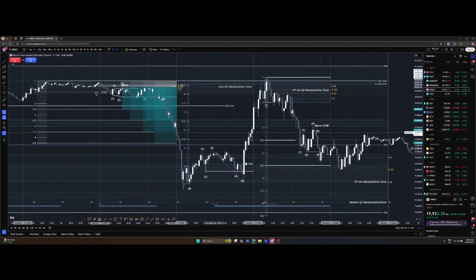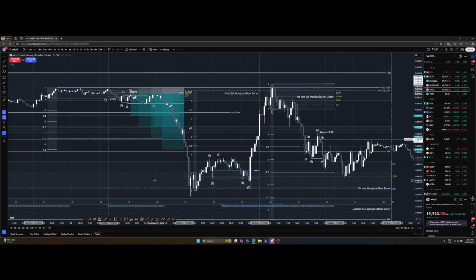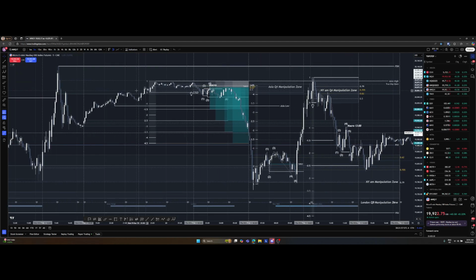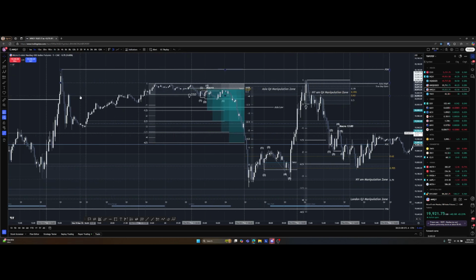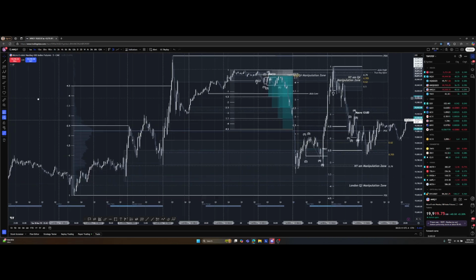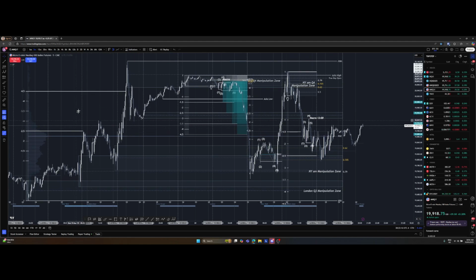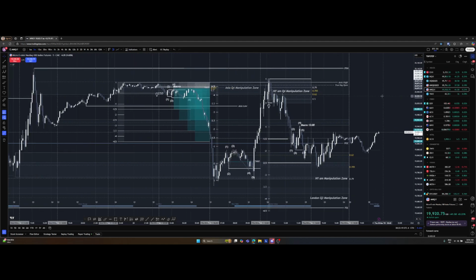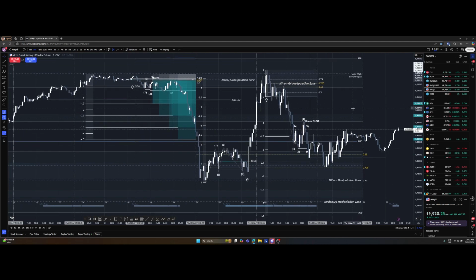So very nice. Using our sessions, our manipulation zones from each session, and our standard deviations, this works really well in consolidation. While other people out there say, oh, it's choppy, or we've got this red folder news, we can still trade it to each of our zones. We can trust the manipulation zones. We have our standard deviation levels to work with. We can see where price is going and expanding to. It works very well for consolidation.